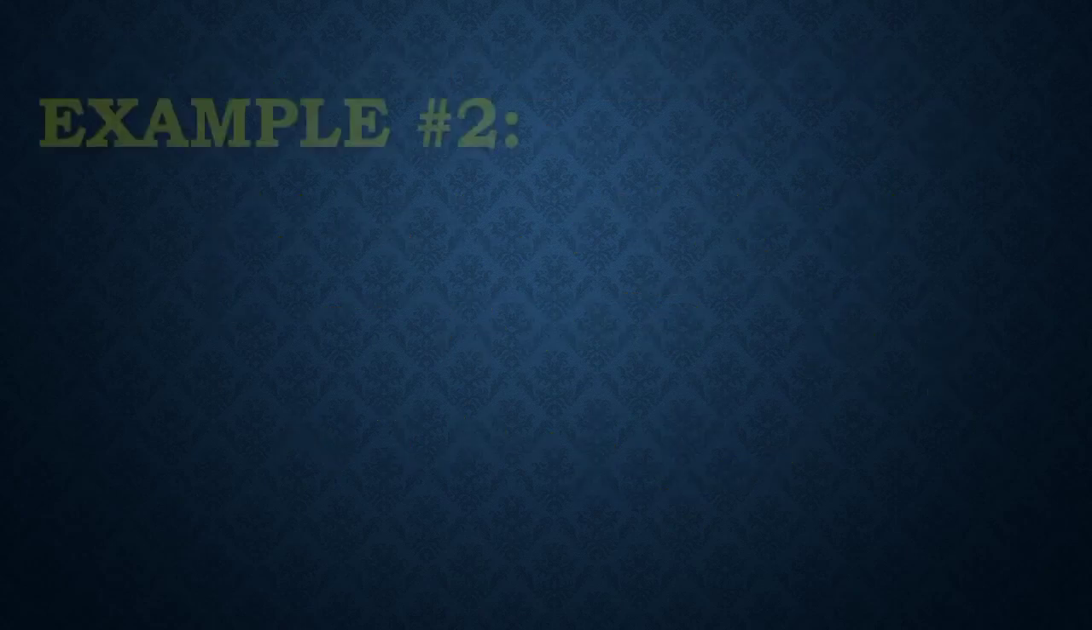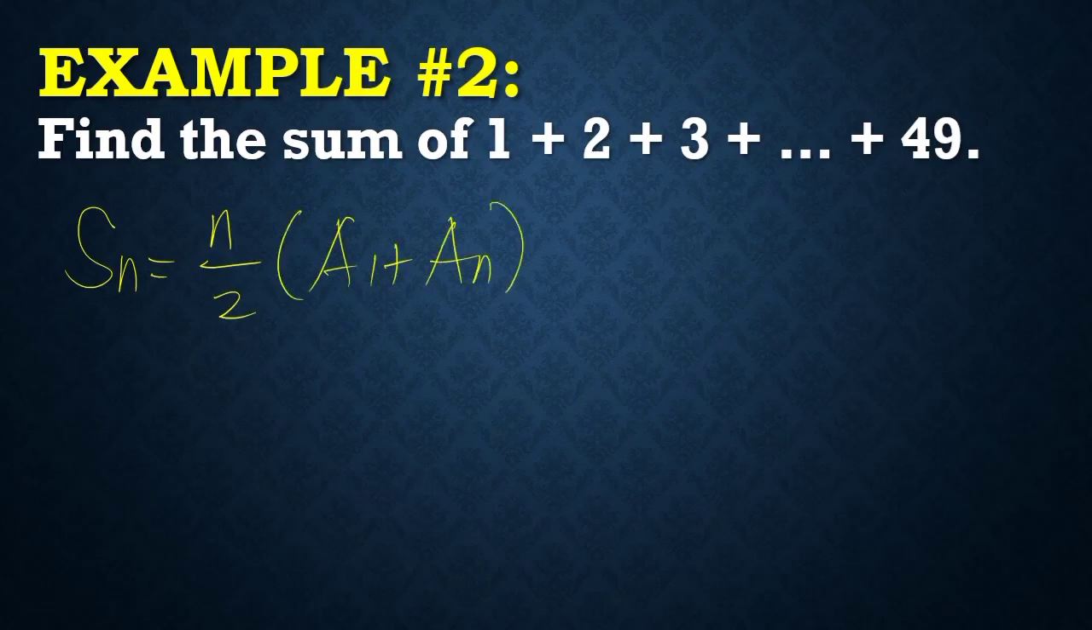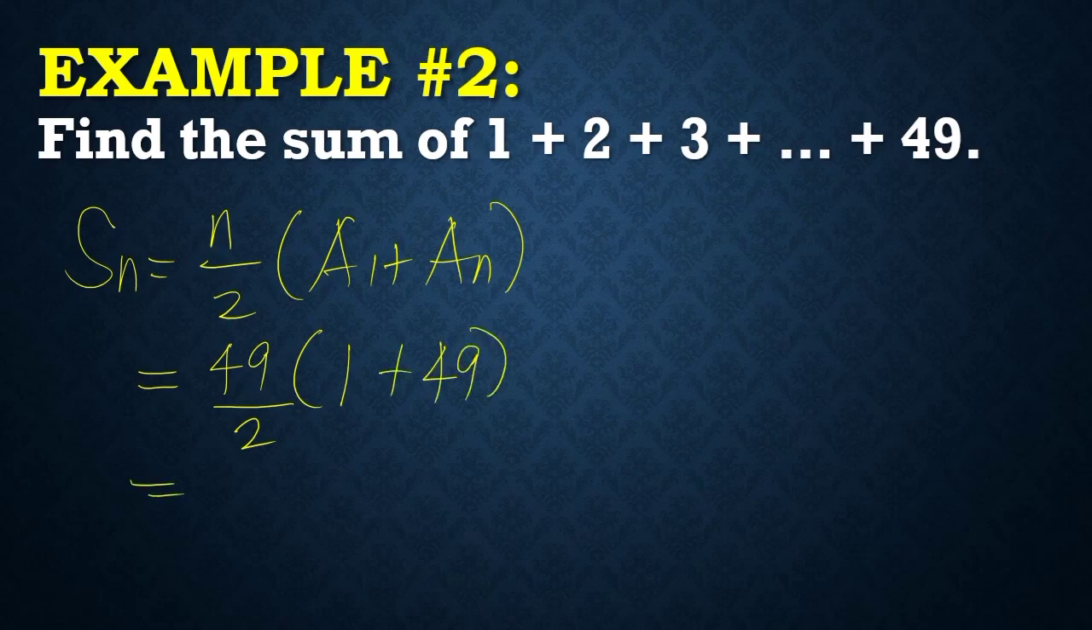So, for example, number 2, find the sum of 1 plus 2 plus 3 up to 49. So, applying the formula, S sub n is equal to n over 2 times the quantity a sub 1 plus a sub n. So, what is n here? N is the number of terms, which is 49, divided by 2. The first term is 1, and the last term is 49. Next, 49 over 2 times 1 plus 49, that is 50.